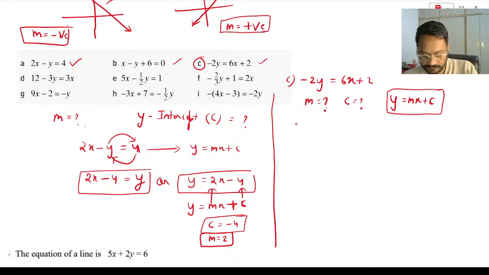So only one has answered. Anyway, I'll just give it a try. Now to solve this, you need to convert it into this equation. It is already in this equation. You just need to send minus 2 to the denominator.